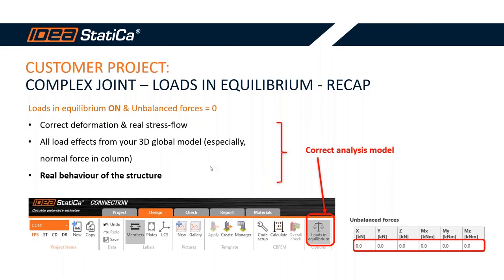Okay, let's summarize this topic about equilibrium. In case of a continuous member, we definitely recommend loads in equilibrium on, and unbalanced forces should be equal to zero. How to load the ends of members depends on your 3D global model of the structure, and you as an engineer will use it. In case of beam links, loads will be automatically in equilibrium, so unbalanced forces will be automatically equal to zero. Loads in equilibrium off for a continuous member is possible to use only when you have a continuous member which isn't part of your check and is checked in, let's say, other software or manually.